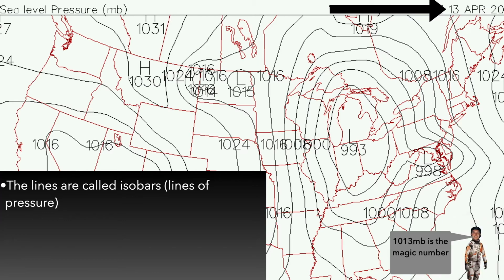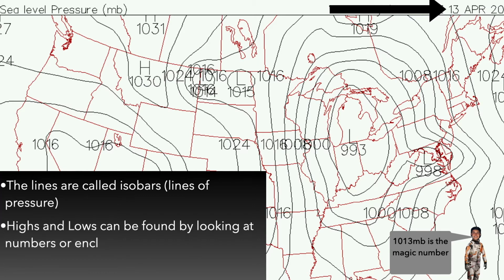One thing that we can remember is that any number that is higher than 1013 will be a high pressure isobar. Anything that is lower than 1013 is a low pressure isobar. So we can start to find high and low pressure centers based on the numbers that are found on the map and places where you get enclosed rings or bullseyes of isobars.